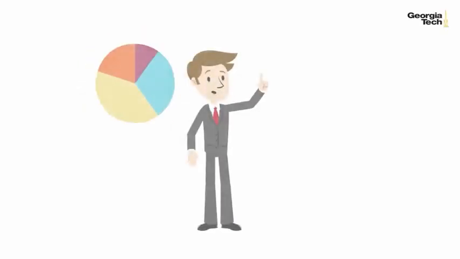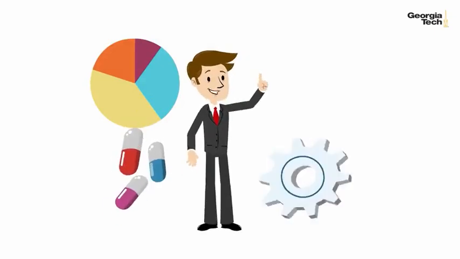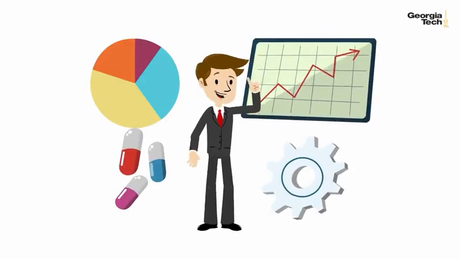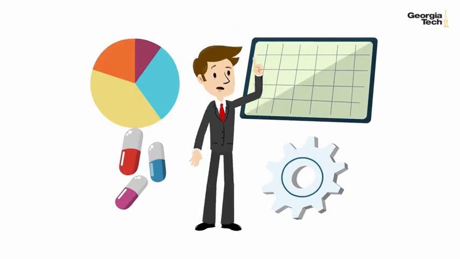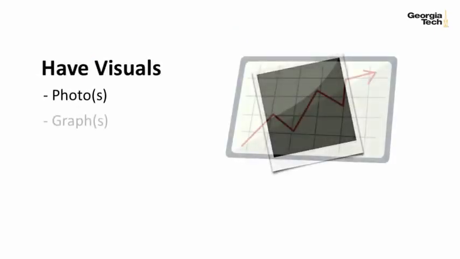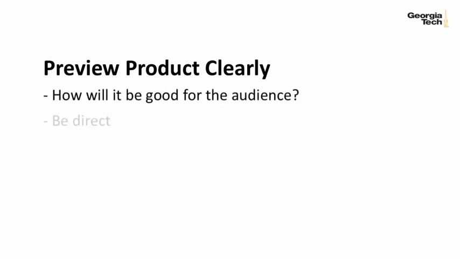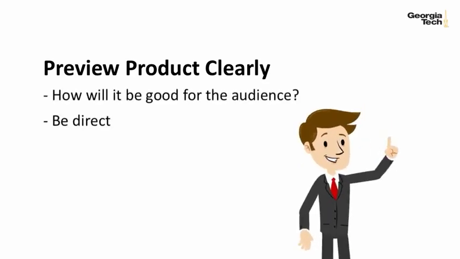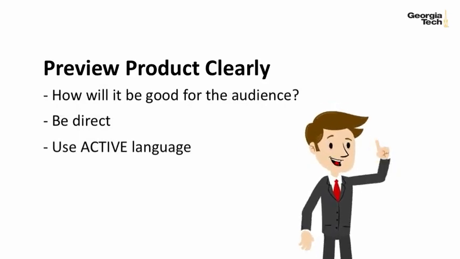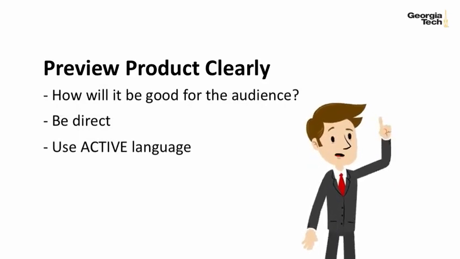If possible, have your product available for your audience to see, touch, and connect to. Or include a strong visual: a photo, a graph, a number that will help your audience connect to you and your product. Next, preview clearly and simply what your product or service is and how it's right for the audience. Be direct and get straight to the point. Use active language and state clearly what you have to offer.